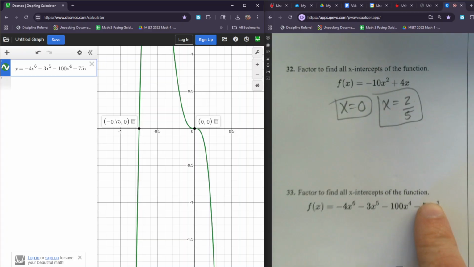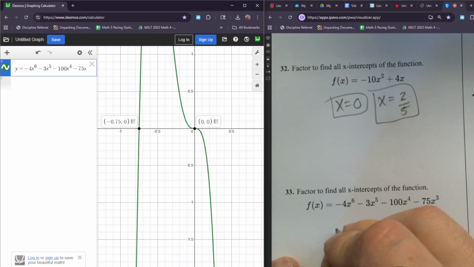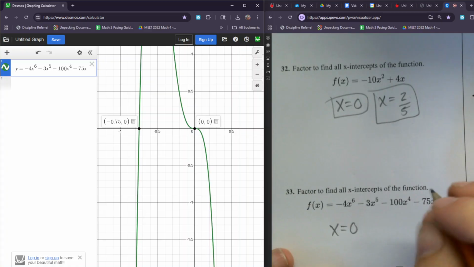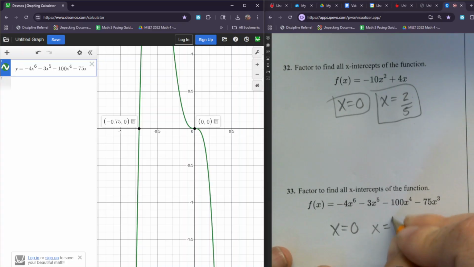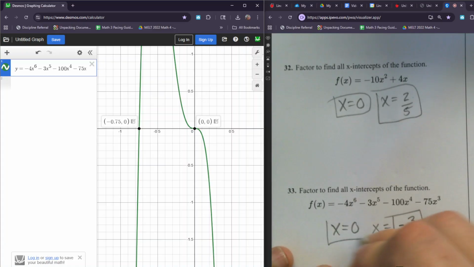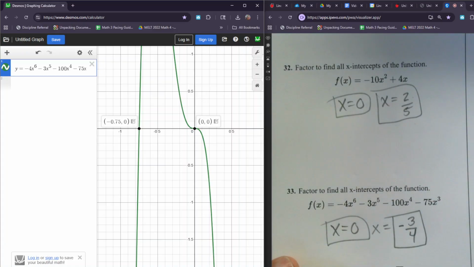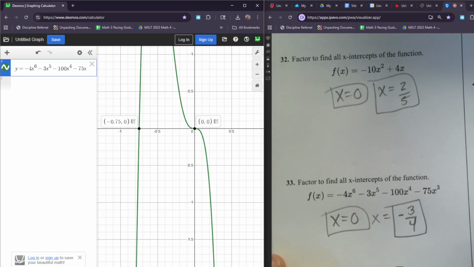Guys, it looks like we only have two here. So x equals 0. So there's my 2 x-intercepts. Like I said, if you put it in there, and it gives you that, then you're good. I didn't see any other ones.